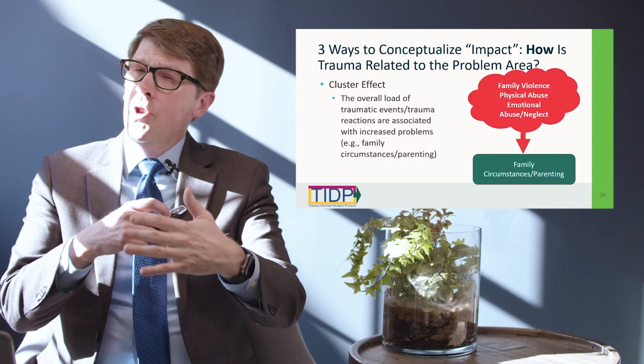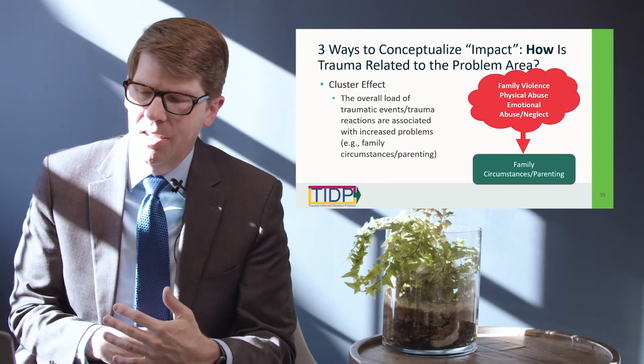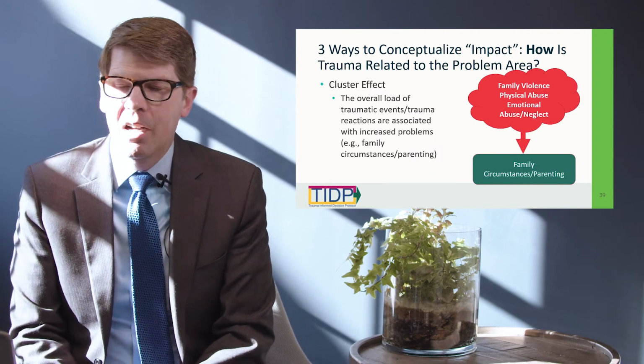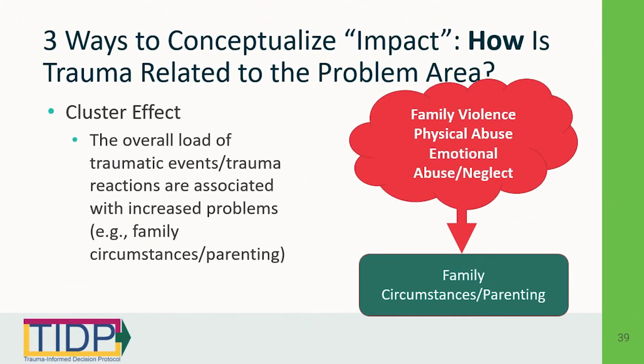So that is a general way for you to start thinking about your level of concern ratings that you're going to be plotting. There are three additional ways that you might want to think about impact, as I mentioned before. And so another way for you to reframe that is maybe, how is this trauma need related to the criminogenic need?